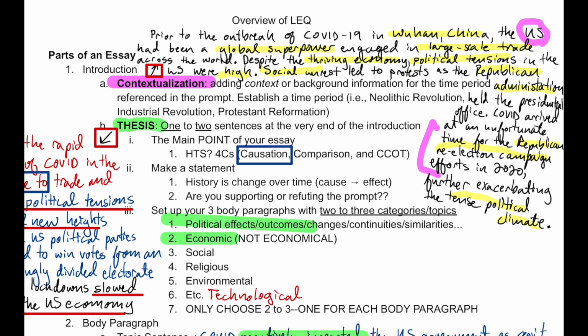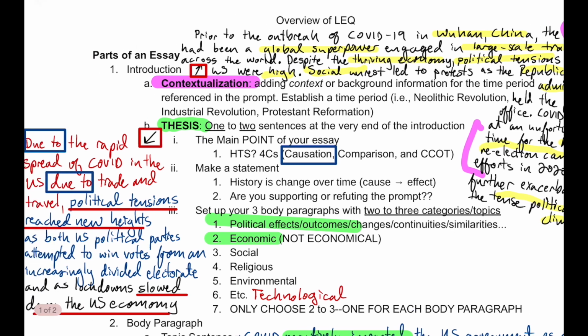So even kind of a nod towards how COVID managed to make its way from the other hemisphere to the United States. That's going to be through trade and travel. So now that we've got our multiple sentences of context that are more than a phrase or a reference, we can move into our thesis statement. This answers the question of effects COVID had on the United States.